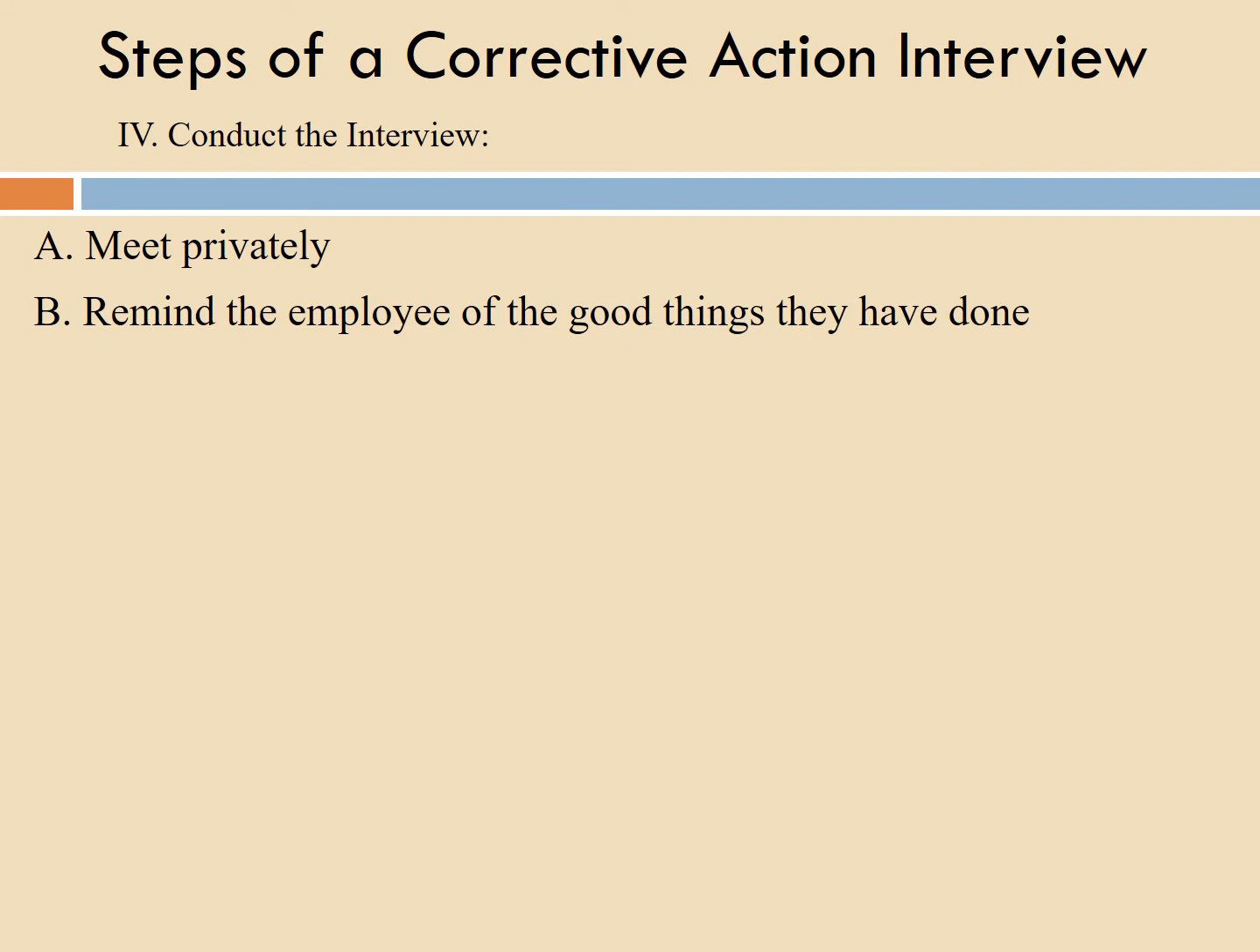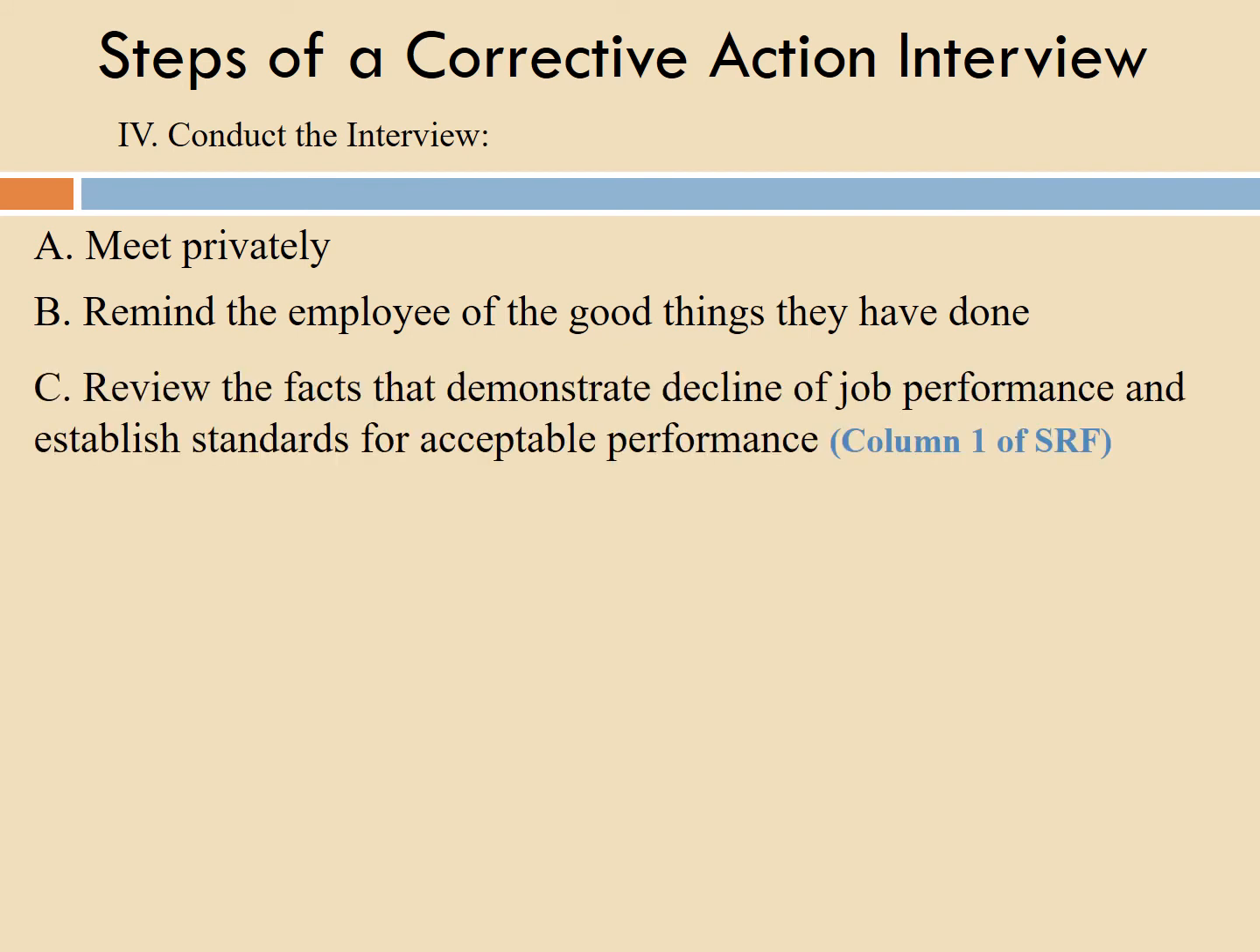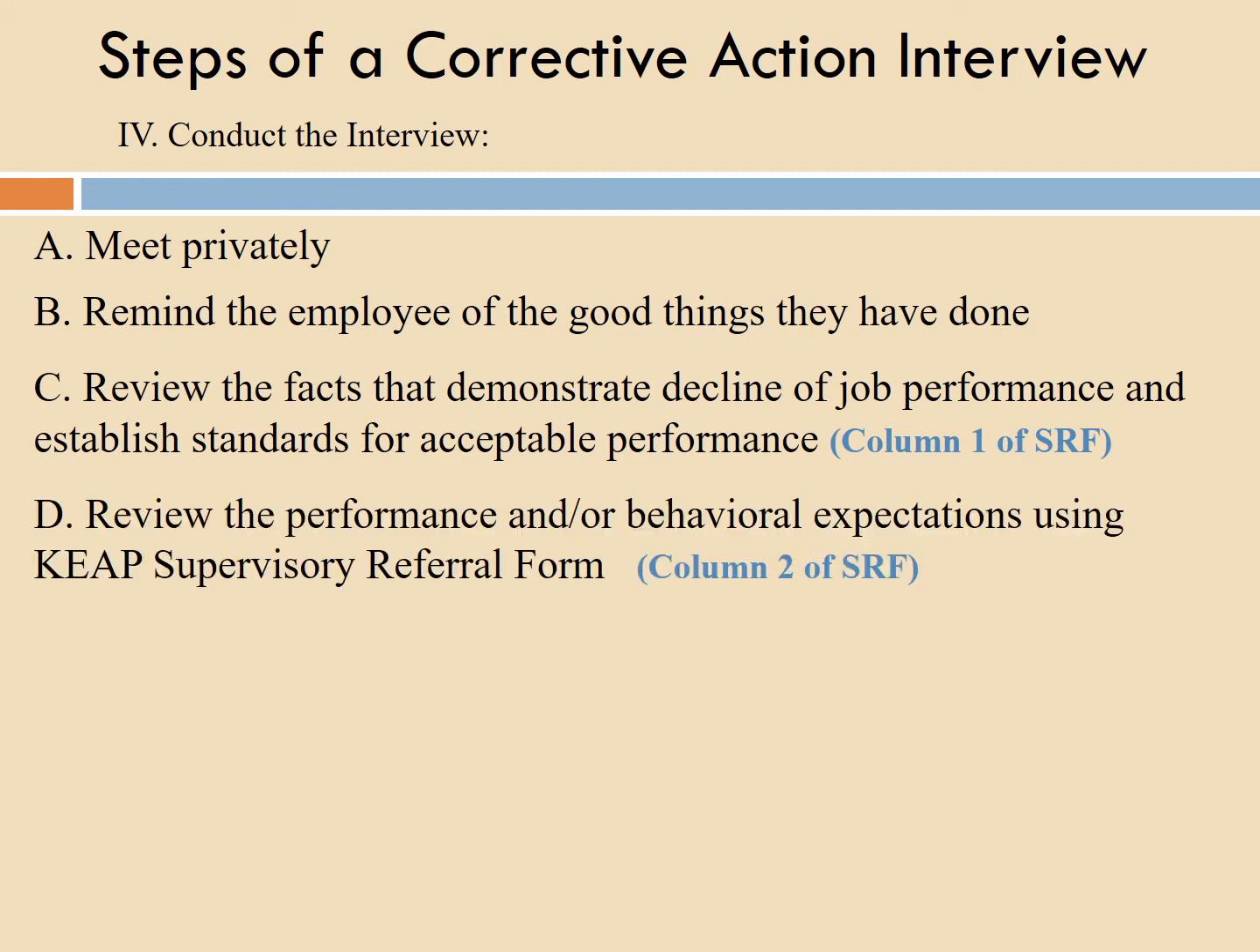The bulk of the meeting includes reviewing the facts that demonstrate a decline of job performance or behavior. Refer to the referral form and back it up with any documentation that you've collected. Next, go over the performance or behavioral expectations listed on column 2 of the KEAP supervisory referral form. Sticking to the referral form helps keep the conversation about job issues or behavior issues and not off into areas that are outside your realm as a supervisor.